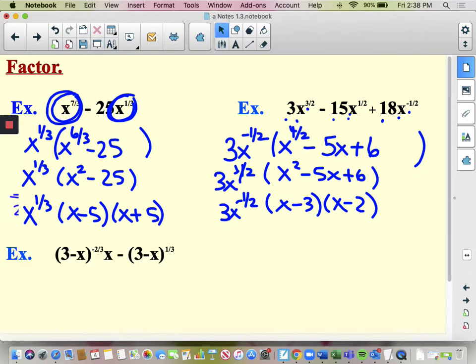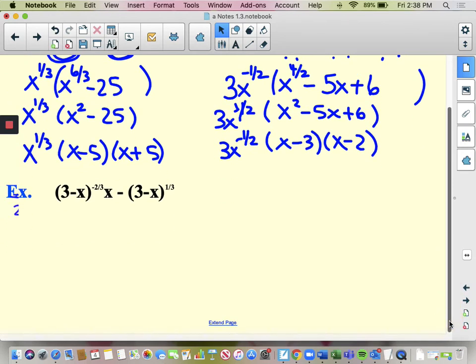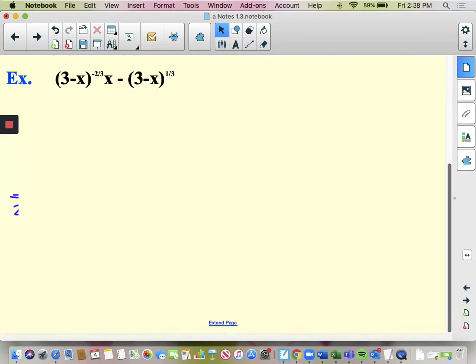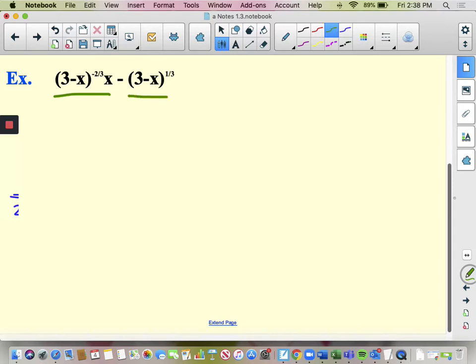Hopefully this is starting to click. Okay, the last example is a little bit different. I want you to see if you can see that this is the first term, because that's one big product, and this is the second term. So I got 2 terms.